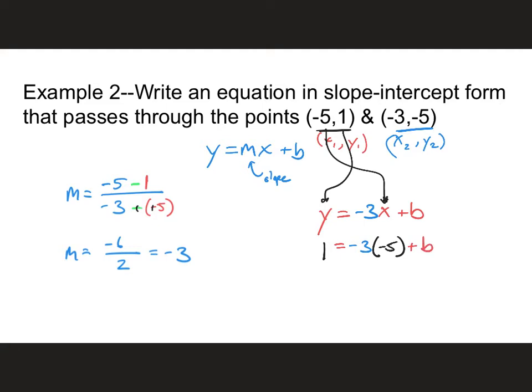And I'm going to take this equation and solve for b. So let's see, that's 1 equals negative 3 times negative 5, which is 15, plus b. I'll subtract 15 from both sides, and I'll come up with b equals negative 14. Now it's a matter of just sticking it all together.